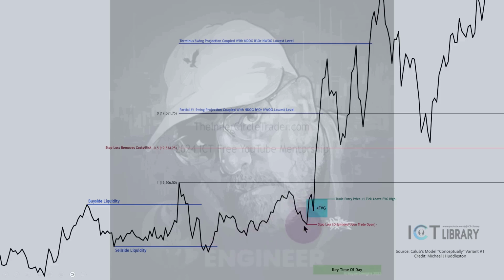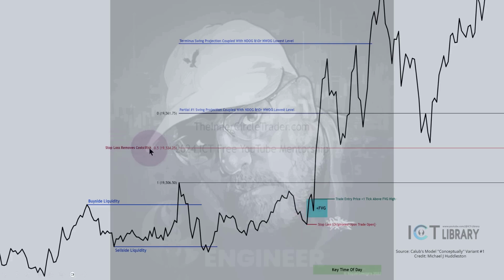So if we get a rally up and it drops back down into a fair value gap at a time that's key, as I just mentioned here and in previous lectures that I've done in the 2024 mentorship, this would be where he would look to go long. That means he's trying to buy. He would use an entry price at the high of the fair value gap plus 1 tick. His stop loss would be at this low or 1 tick below it.